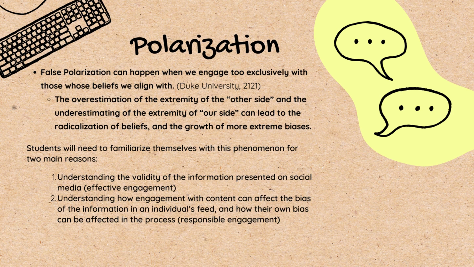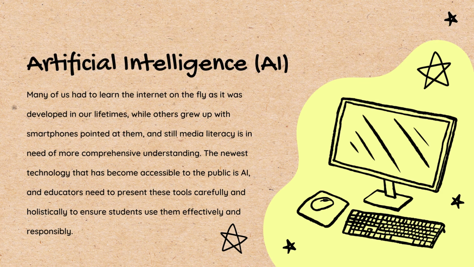Students will need to familiarize themselves with this phenomenon for two main reasons. The first, understanding the validity of information presented on social media, that's effective engagement. And the second, understanding how engagement with content can affect the bias of the information in an individual's feed and how their own bias can be affected in the process. That's responsible engagement. Artificial intelligence.